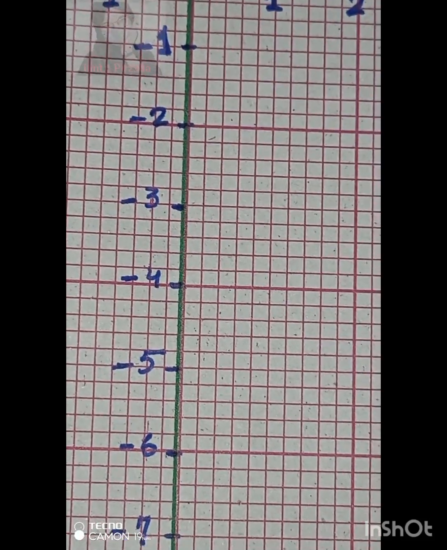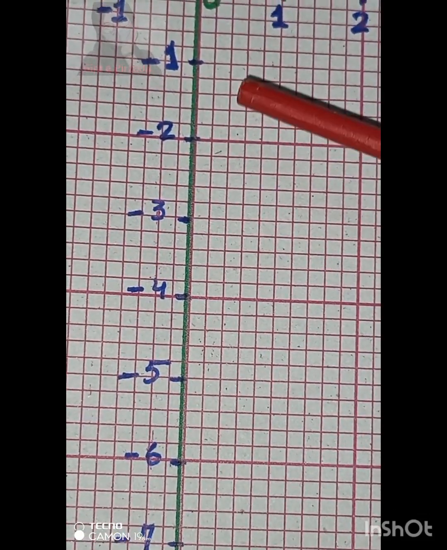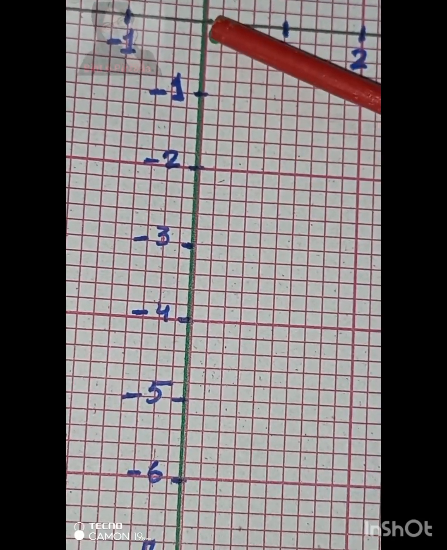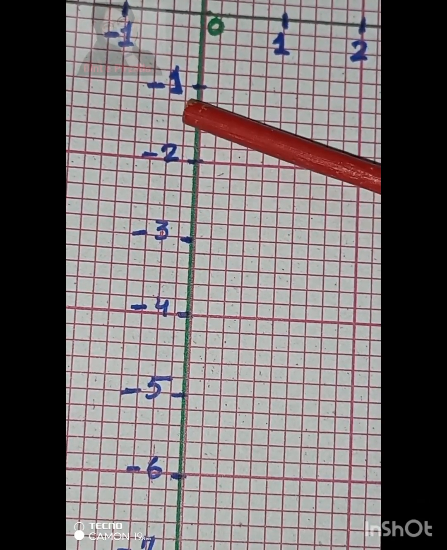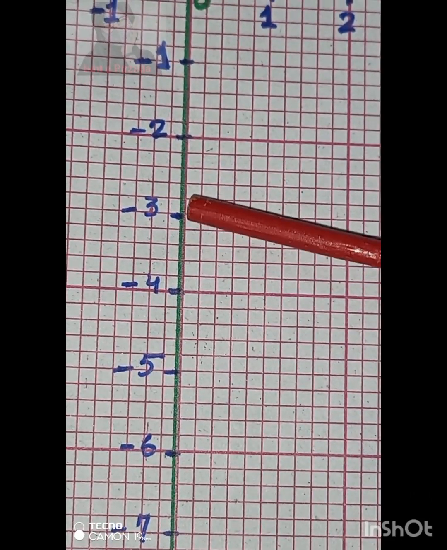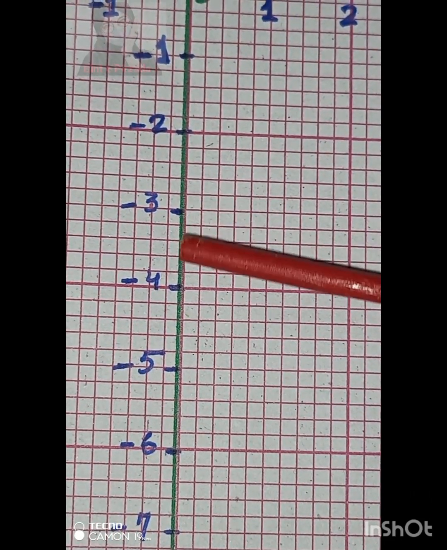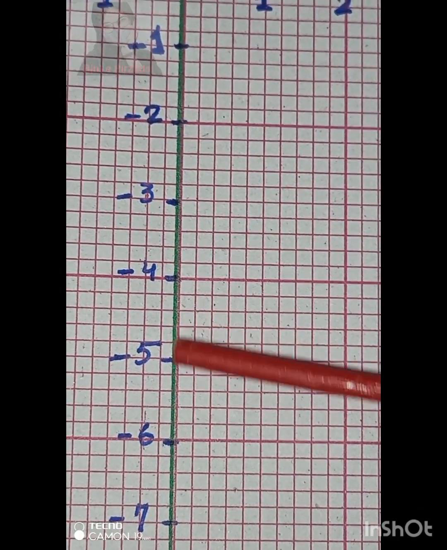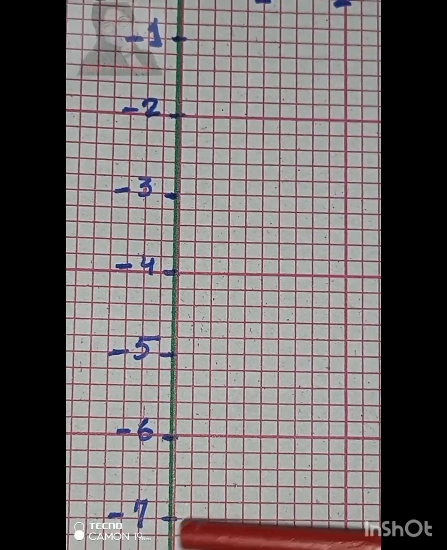And now in the same way, on the y dash axis, that is, below the x-axis, after 5 boxes I have taken -1. Then after 5 boxes I have taken -2. Then after the next 5 boxes I have taken -3. Then after the next 5 boxes I have taken -4. Then after the next 5 boxes -5, -6, and up to -7.